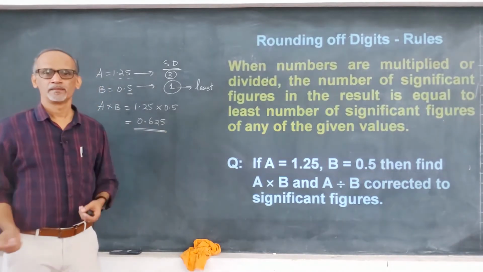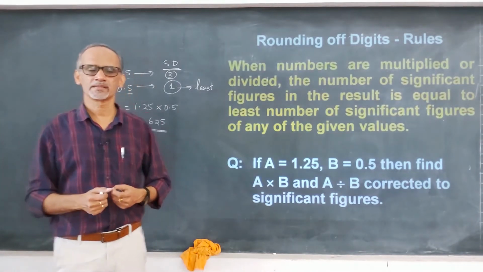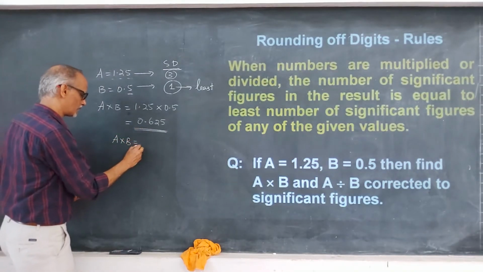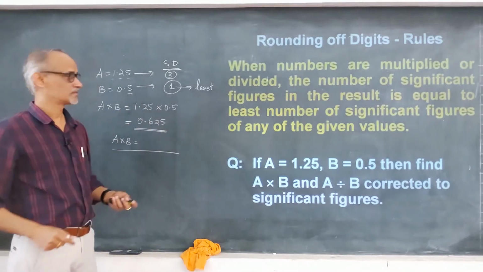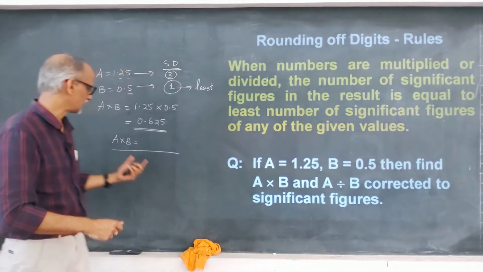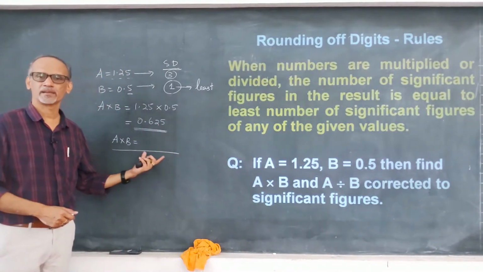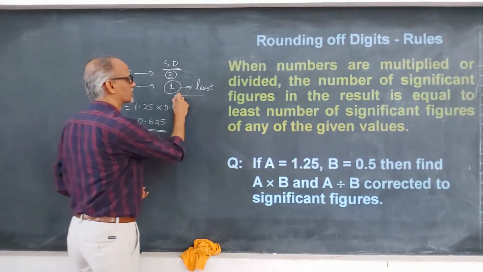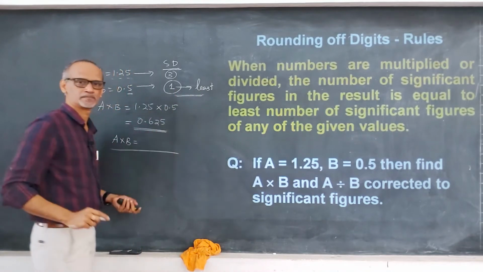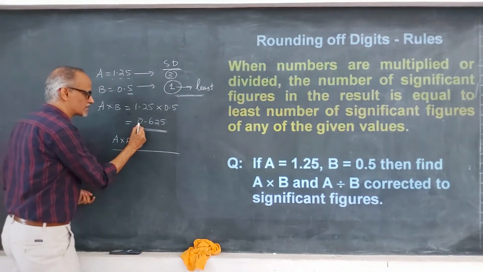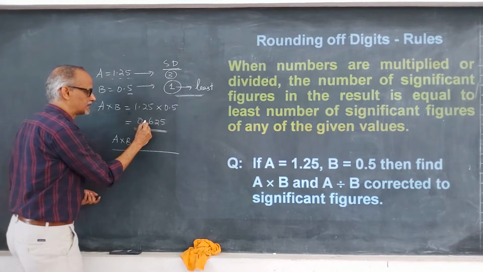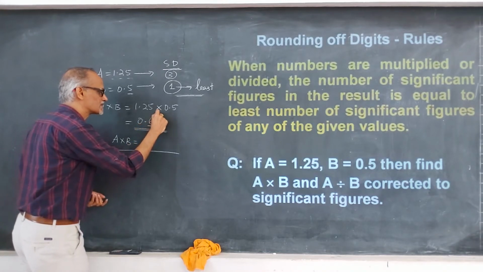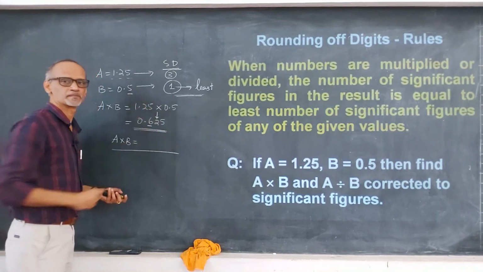But the rule is you cannot write this as the answer. You know why? According to this rule, whenever we multiply, in the final answer I have to retain only one significant digit, because the least is 1. Therefore, 0.6. This is one significant digit. That means this is the digit to be dropped.